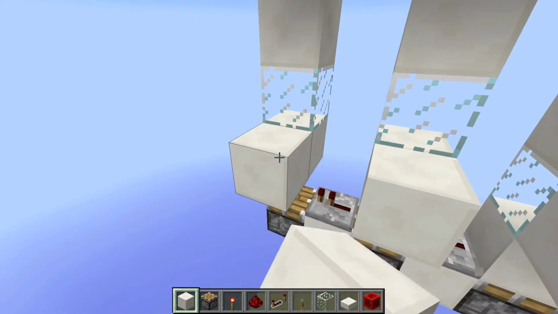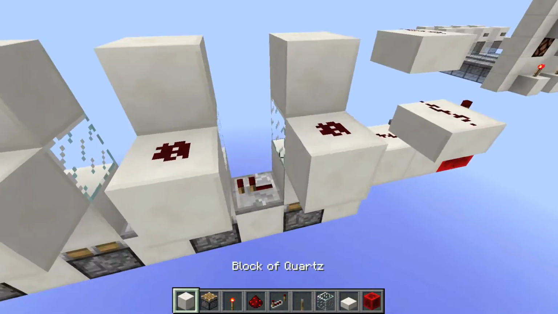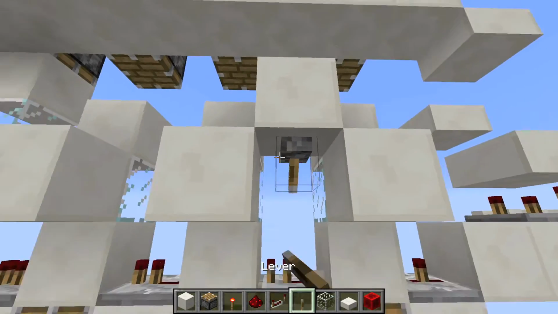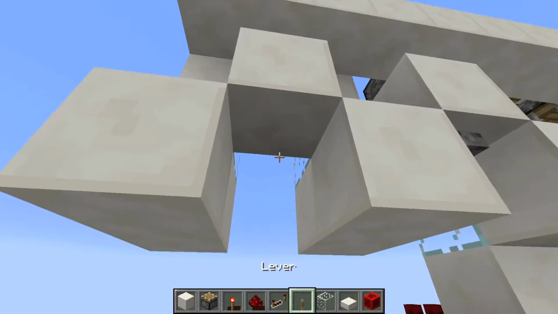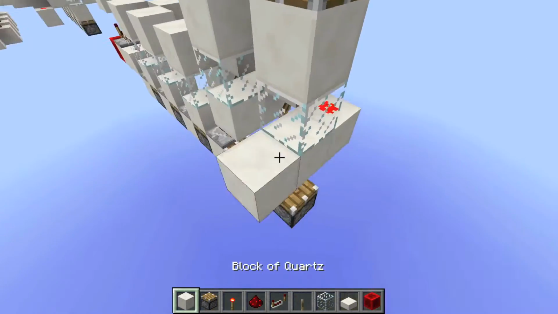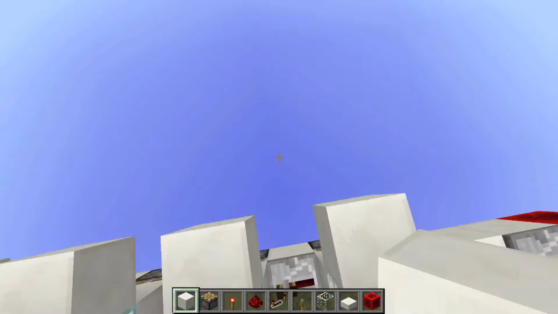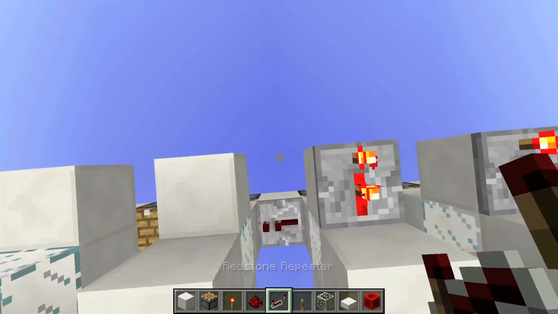So over here, what we need to do is have dust on all of these blocks, and then a lever to power them constantly. And then on the other side, we need to have repeaters on 2. So just like that.